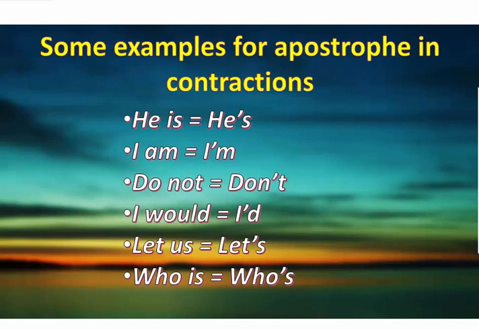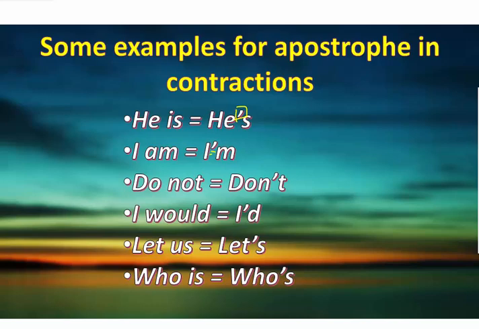Now, let's see the contractions. Here you can see some examples. We are using the apostrophe in contractions. See here, the full form: he is. In the contracted form, we are using an apostrophe: he's. I am: I'm. The apostrophe is here.